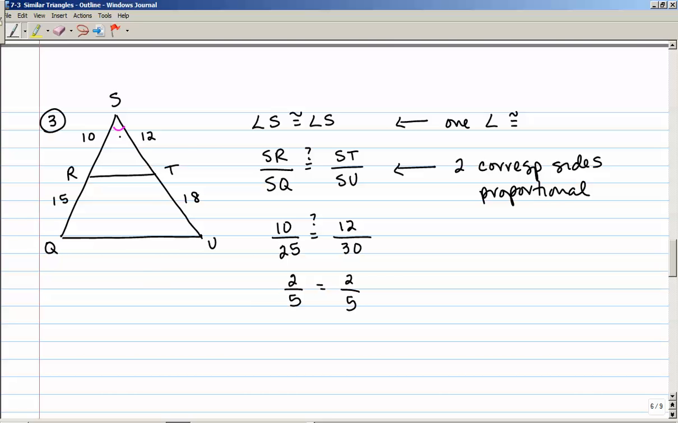And notice that the angle is between the two corresponding sides, so by the SAS similarity, we have triangle SRT is similar to triangle SQU. SRT, SQU. Order matters.